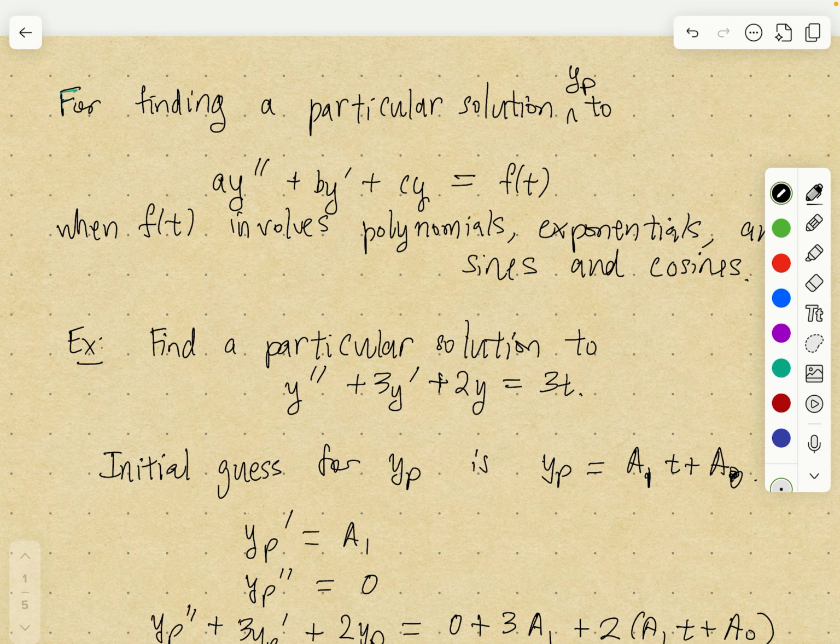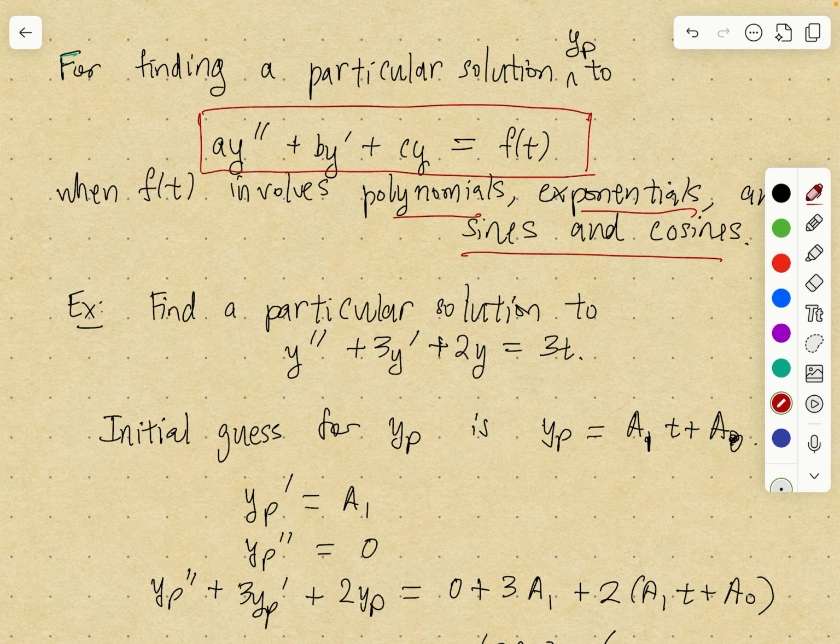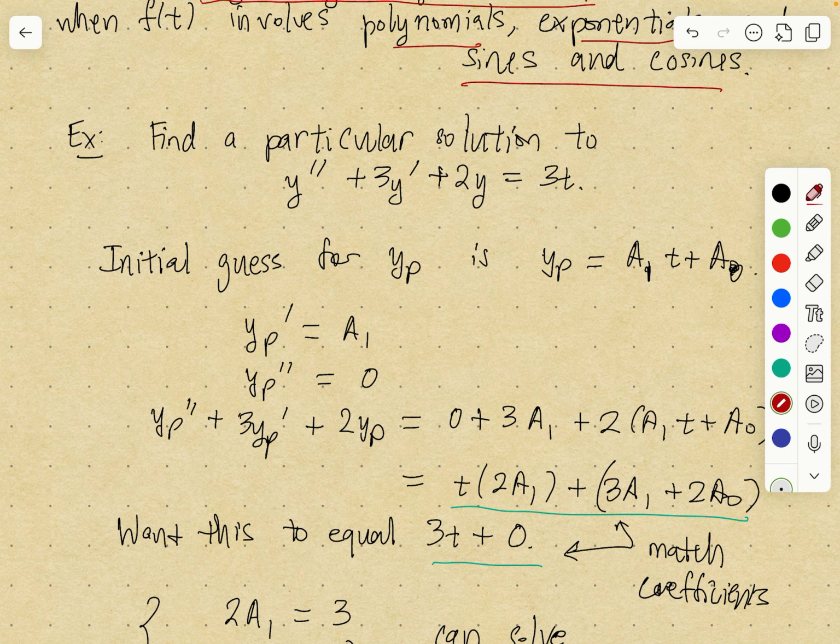So the general question is, what do you do to find a solution to this differential equation, a second order linear constant coefficient differential equation, where it's ay double prime plus by prime plus cy equals some function, and this function involves polynomials, exponentials, or sines and cosines. And for polynomials, that's what we talked about in the previous video.